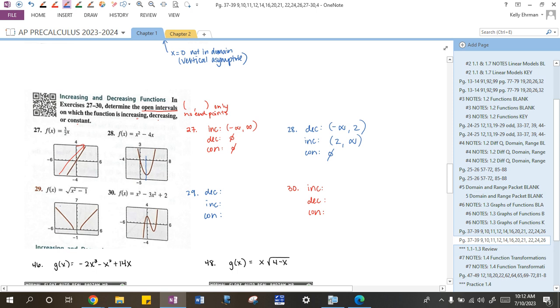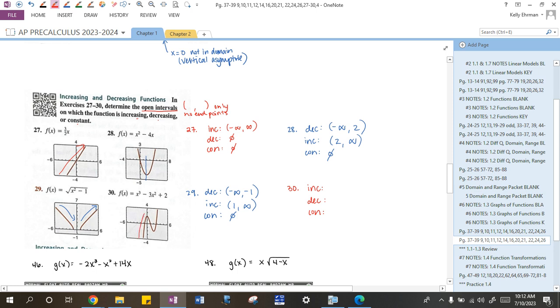For 29, the graph is first decreasing and then increasing. Decreasing from negative infinity until this x value, each tick mark is 1. So negative infinity to negative 1. And then increasing from positive 1 to infinity. So there's this missing chunk between plus and minus 1. And again, no constant section. None of these have a constant section looking at them.